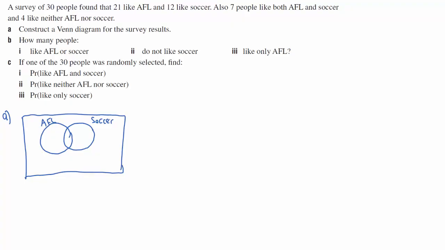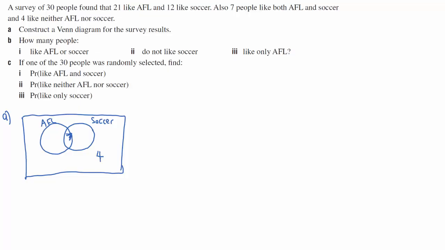Let's start with those people. Our question tells us that 7 people like both AFL and soccer, so we're going to put the number 7 in this intersection. Then we're also told that 4 people like neither AFL nor soccer, so they're not going to be in either circle. So let's put them out here.